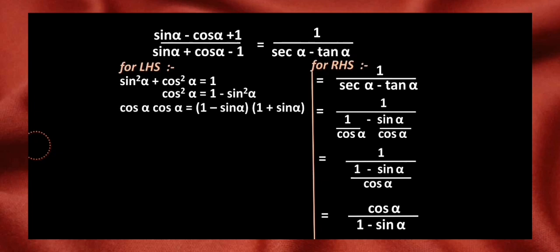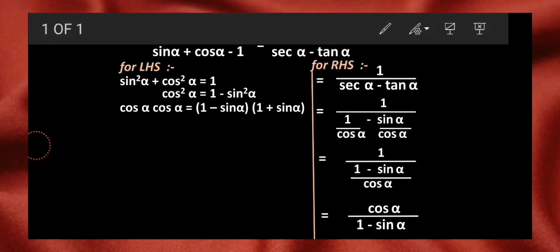step, cos square alpha can be written as cos alpha into cos alpha, and 1 minus sine square alpha is nothing but the condensed form of a plus b, a minus b, famous identity. So I have written it 1 minus sine alpha into 1 plus sine alpha. Now if you observe the RHS over here, we require 1 minus sine alpha in the denominator, correct? 1 minus sine alpha in the denominator.